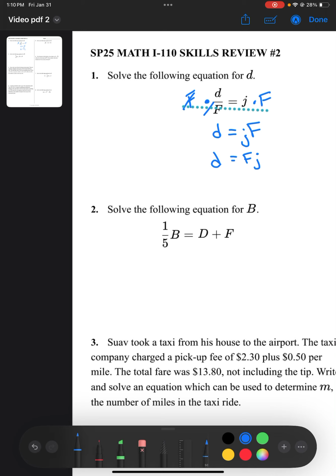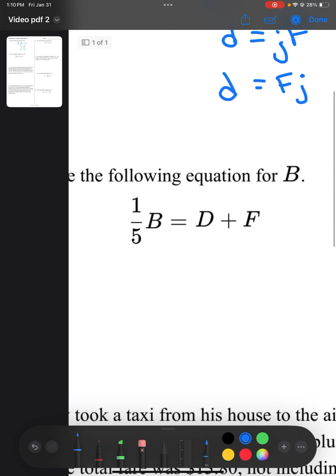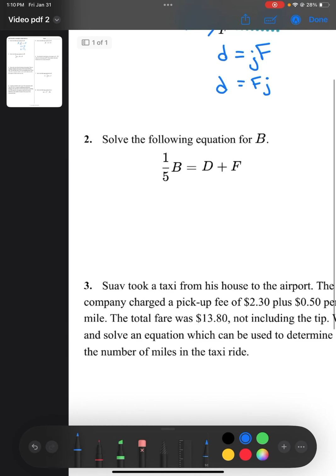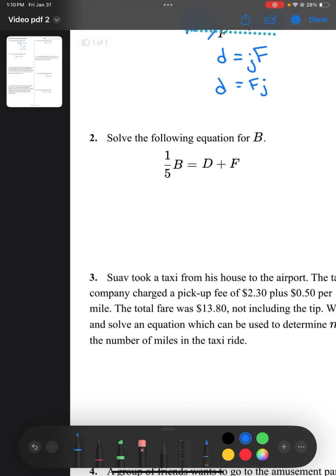For number 2, solve the following equation for B. So B is getting multiplied by 1/5, so let's multiply by its reciprocal, because it's a fraction. The reciprocal of 1/5 is 5, or 5/1, whichever makes sense. And we can multiply this over here by 5. These are the same things, 5/1 and 5. This cancels out the fraction.